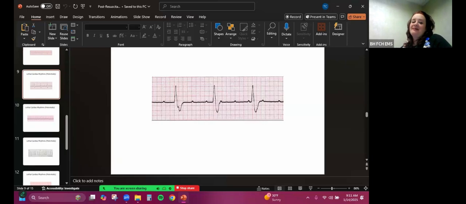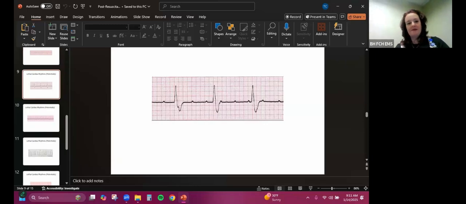So what is that? Oh, that's a block. That's a type 2. Why is it a type 2? Count your squares. But you don't drop a beat. It's a second degree type 2 block. Second degree type 1, Wenckebach block. No, that's not that. That's a number 2. Mobitz type 2? Okay.